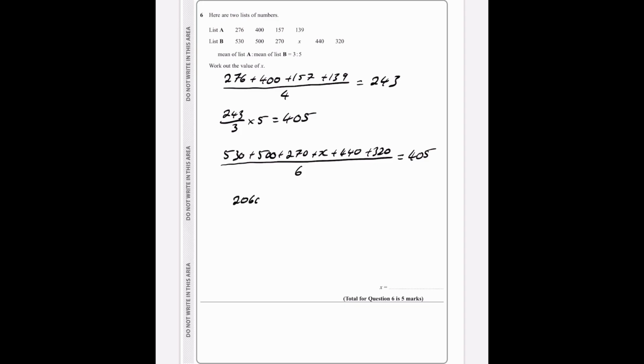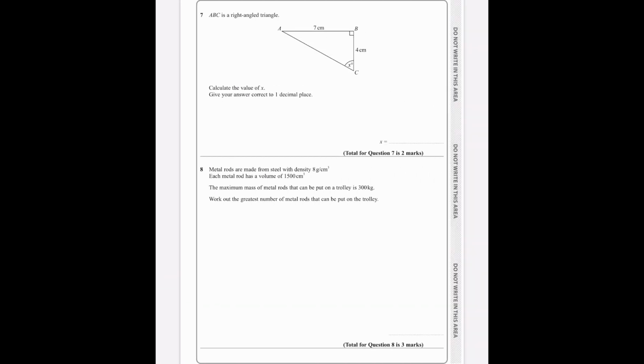Then solve the equation to find x, so times both sides by 6. Collect all the numerical parts together. We get 2060 plus x equals 2430. In this case, x must be 370. For 7, SOHCAHTOA, 7 is the opposite, 4 is the adjacent, so tan of x will be 7 over 4. The opposite over adjacent, x will be inverse tan of 7/4, which is 60.3 when rounded to 1 decimal place.